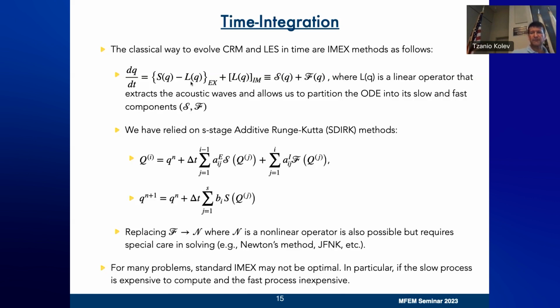Then I'm going to decompose the right-hand side operator into this calligraphic S and F that stands for slow and fast processes in my model. And we've applied standard ARK methods, or in this case, it's going to be a double tableau where the first summation here is the explicit tableau, and the second one is the implicit tableau. And we have an update step. So these are the stage values and update step. We can also replace the fast operator with a nonlinear operator. But of course, that opens up the issue of how you handle these nonlinear problems. Are you using Newton's method? Do you use JFNK? Do you construct Jacobians explicitly, et cetera? We actually also work on this as well. For many problems, standard IMEX, the one I showed you here, may not be optimal. In particular, if the slow process is expensive to compute and the fast process is inexpensive, there's probably something else you can do.